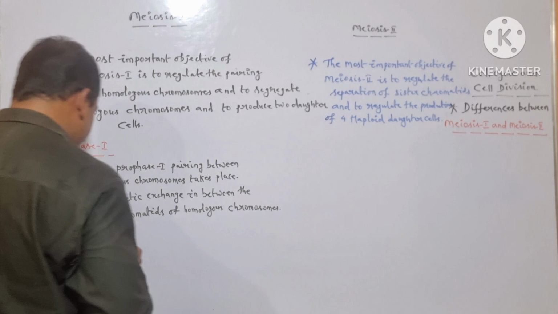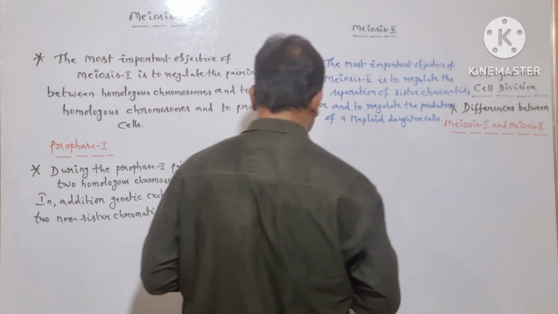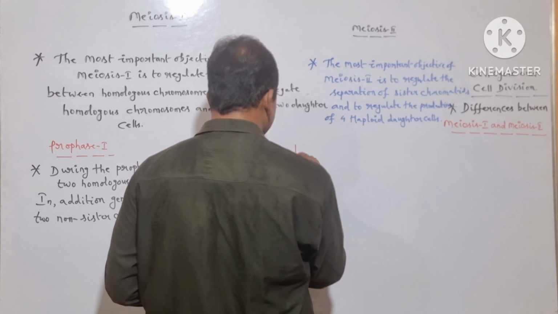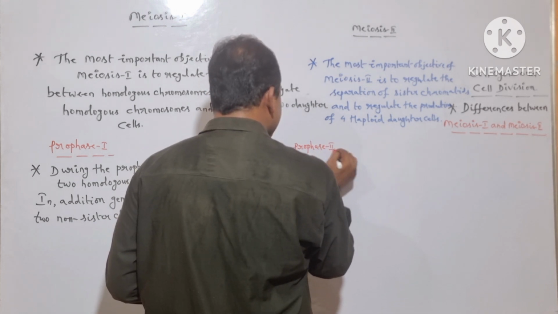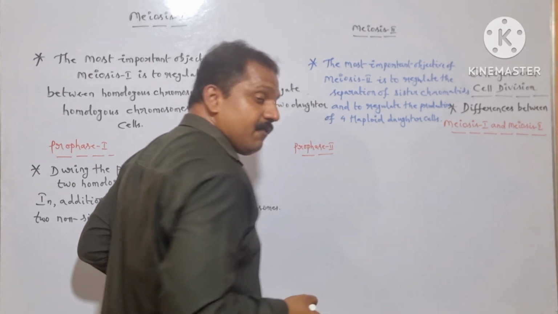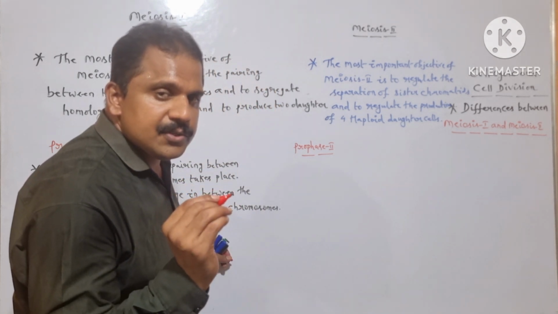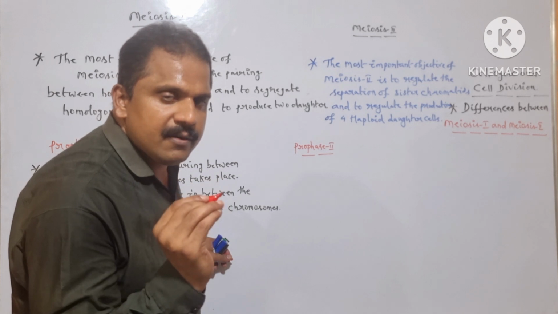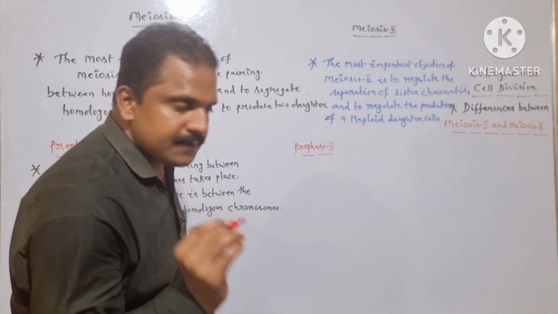And if you consider prophase 2 of meiosis-2, during prophase 2 of meiosis-2, nuclear envelope breakdown takes place. Is it clear? During prophase 2 of meiosis-2, nuclear envelope breakdown takes place, and in addition, spindle fiber formation occurs.